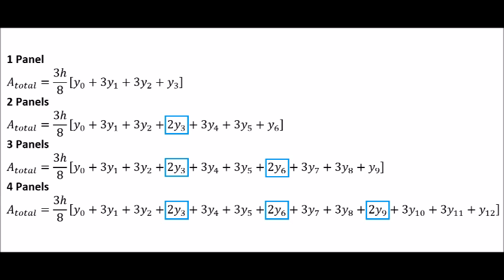As with any composite rule, we can add multiple panels together. Once more, y0 and yn have a coefficient of 1. Everything else is multiplied by 3, except for those terms in blue, which are multiplied by 2. Are you seeing the pattern by now? Remember that Simpson's rule required the nth data point to be even, divisible by 2. This method requires n to be divisible by 3. That's why we see y3, y6, y9, and y12 as the last term in each line.